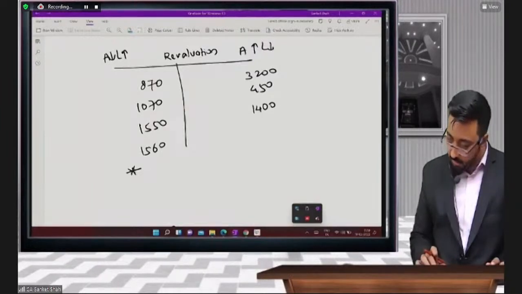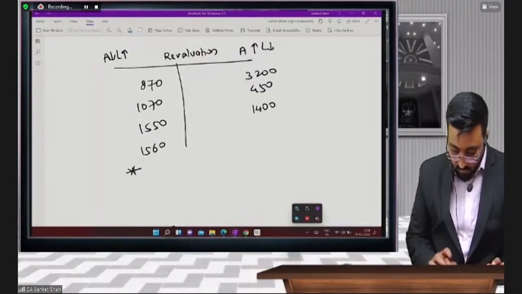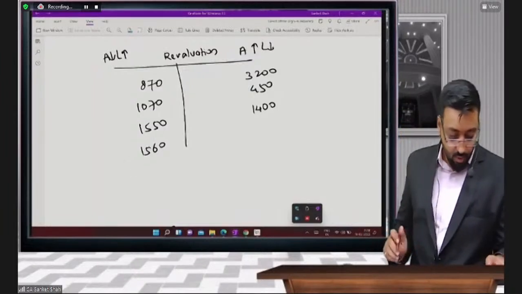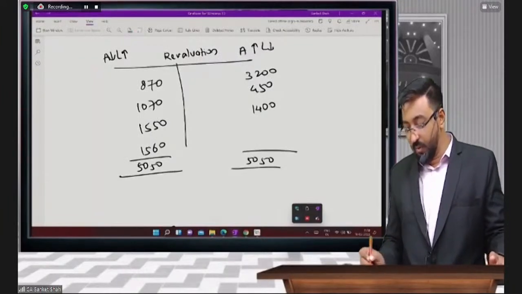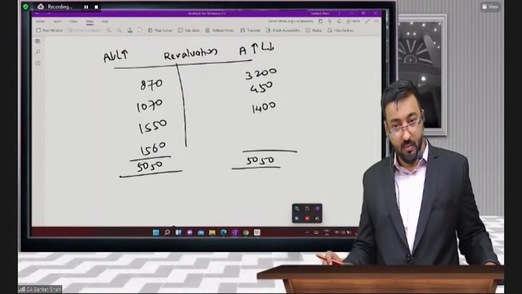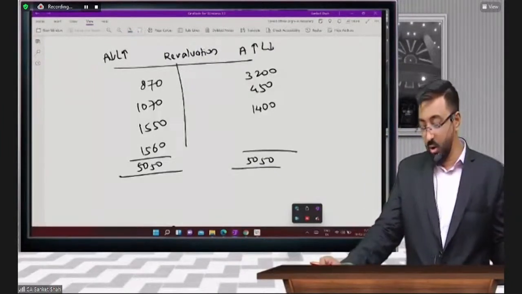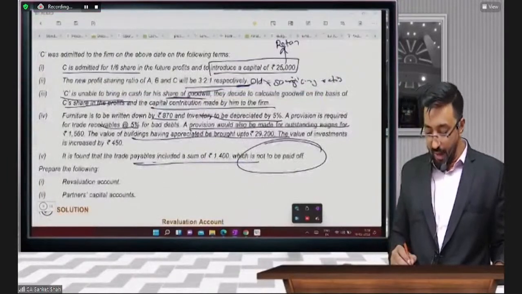Something is fishy. Oh my God, it is tallying, beta. Revaluation account is getting tallied. Beta, it is only once in a blue moon. Beta, no balancing figure, no profit or loss. This is happening for the first time. Okay. So here revaluation account is getting tallied.